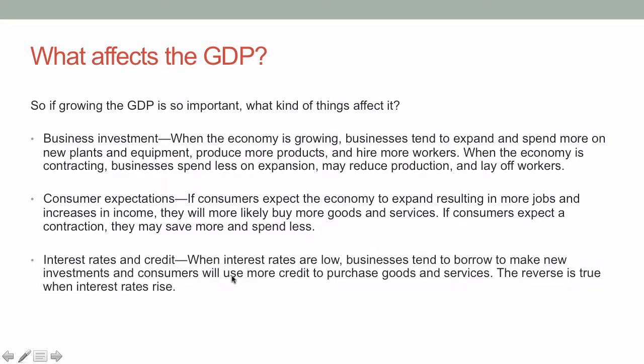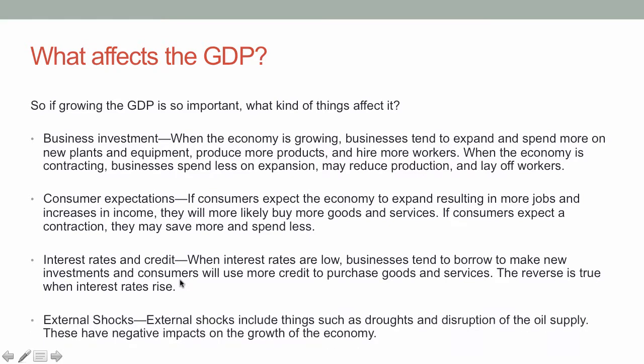Interest rates and credit. When interest rates are low, businesses tend to borrow to make new investments. People are willing to buy a house when interest rates are low. People buy more things if they can use interest and credit to help do those things. However, when interest rates rise, it gets really expensive to do business loans. It gets really expensive to get the money you need to produce things, and so they're less likely. So interest rates and credit have a big effect on the gross domestic product as well.